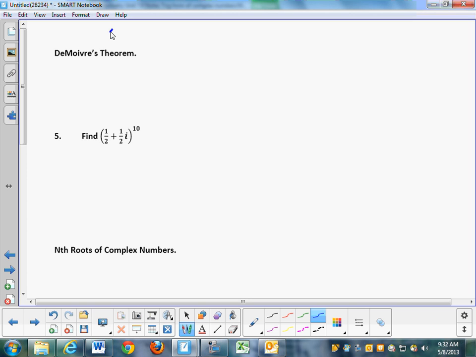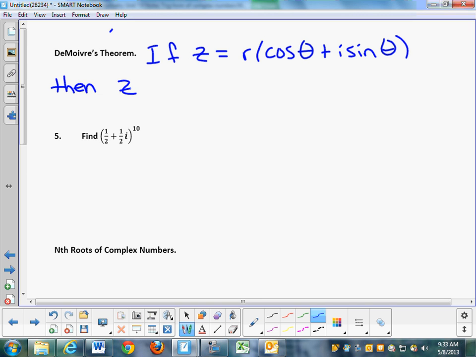DeMoivre's theorem. DeMoivre's theorem is extremely useful in getting to where we need to get, and it really says this. If z is equal to r cosine of theta plus I sine of theta, then I'm going to take z to the nth power.